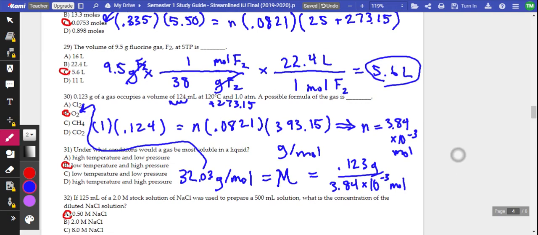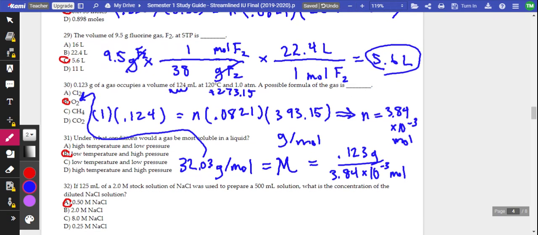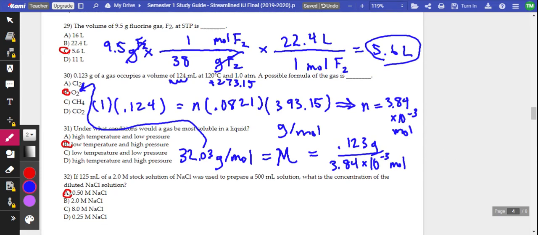Number 31, under what conditions would a gas be most soluble in a liquid? Okay, now we haven't really talked about solubility strictly yet, and there are some things that help things be dissolved in others, but I think that we can work this out just using our brains. So let's think. If I want something dissolved in something else, it has to cooperate with the other substance. That means it has to have some similar attractions to that substance. Otherwise, it would rather hang out with itself instead of with particles of the other substance. And if it's doing that, that's not really mixing. So it's got to be able to work with other particles.